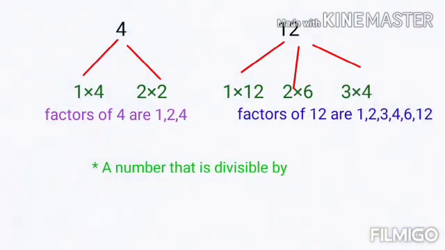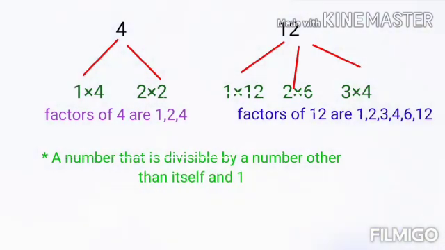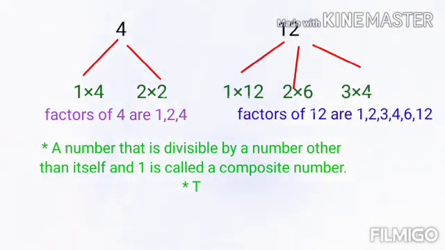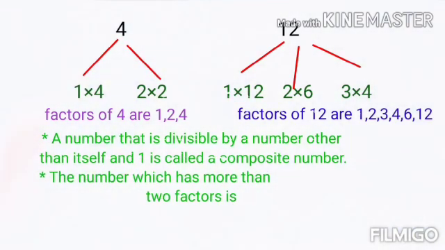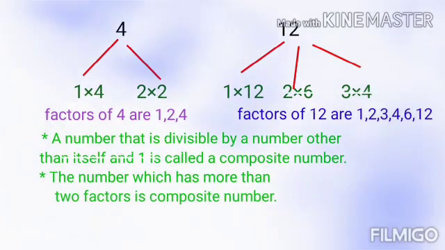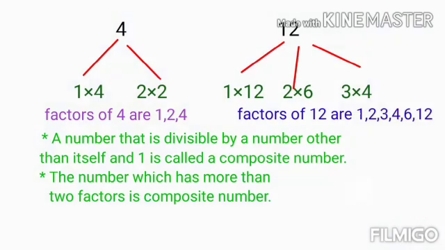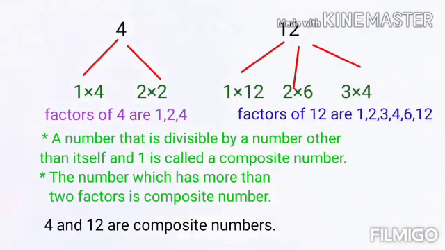Have a look at the factors of these two numbers. Are these only 2? No. Factors of these two numbers are more than 2. So a number that is divisible by a number other than itself and 1 is called a composite number. The number which has more than 2 factors is a composite number. So 4 and 12 are composite numbers. The numbers which can come in other tables also are called composite numbers.